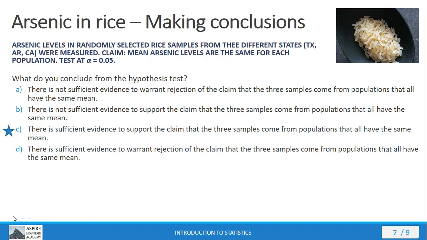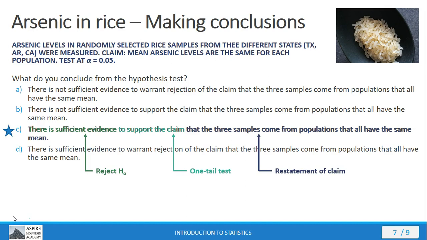So here we're going to select answer option C because it has the right combination of elements for our particular example. So look at where each of these elements come from. Rejecting the null hypothesis, therefore there is sufficient evidence. We have a one-tailed test, therefore we support the claim. And therefore the rest of the statement is just going to be a rehash of the claim itself.